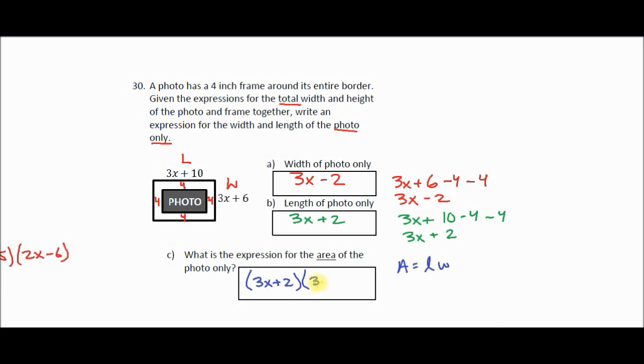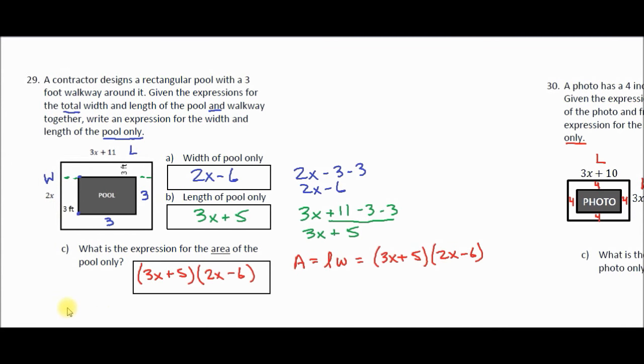and the width of the pool is 3x, sorry, not pool, I'm thinking swimming pool. The length and width of the photo, just a photo with a frame, sorry about that, I got so used to the story about the pool, I just kept thinking swimming pools. 3x plus 2, and the width is 3x minus 2, and there is our expression for the area of the pool. I think we have enough time on this video to go to the next set of questions.